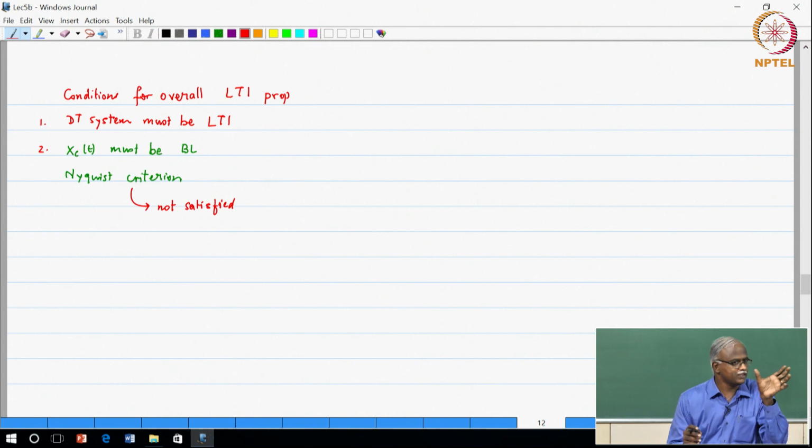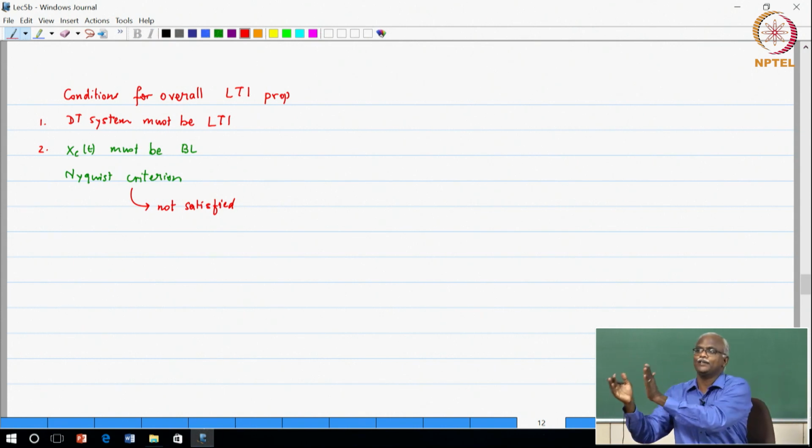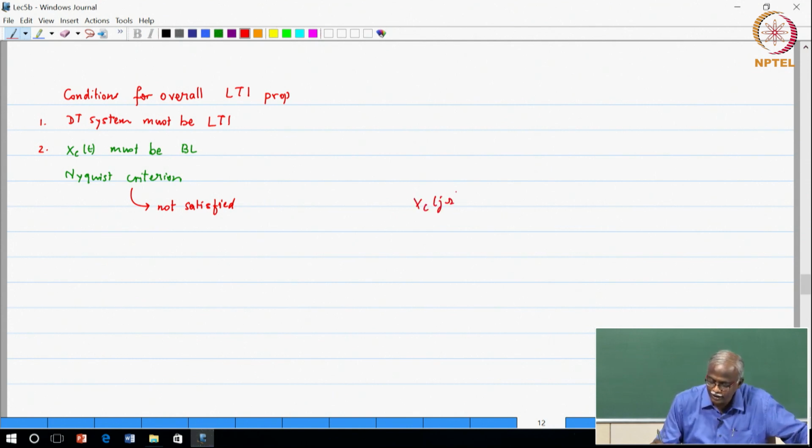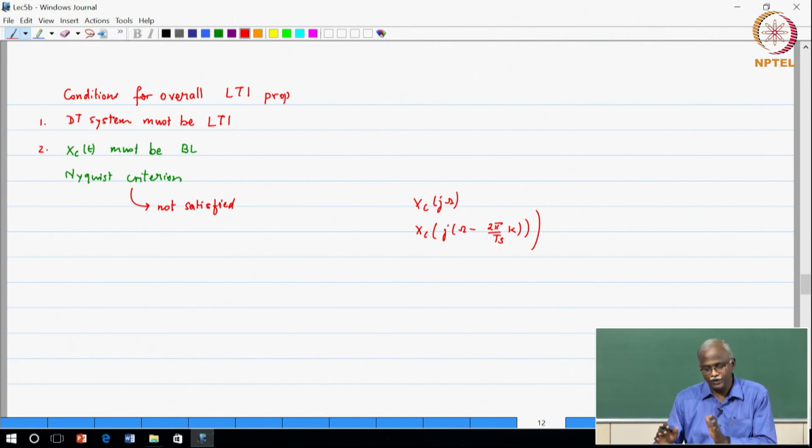Linearity basically says what I apply at the input, there is a corresponding something that appears at the output. I should not have anything which does not directly depend on the input itself. So, if I have xc of j omega at the output, that is perfectly okay, but if I have xc of j omega minus 2 pi by Ts or some dependence on any of these things, then I have a problem, because that is not directly the input, it is a shifted version of the input.